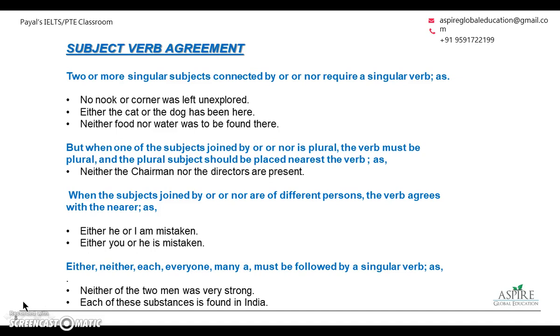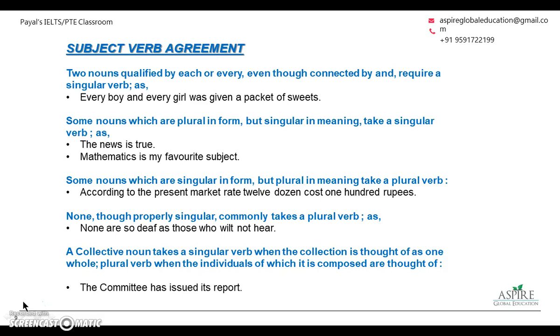When "either", "neither", "each", "everyone", "many" are used, then they must be followed by a singular verb. Neither of the two men was very strong. Each of these substances is found in India. That means each one of it is found in India.